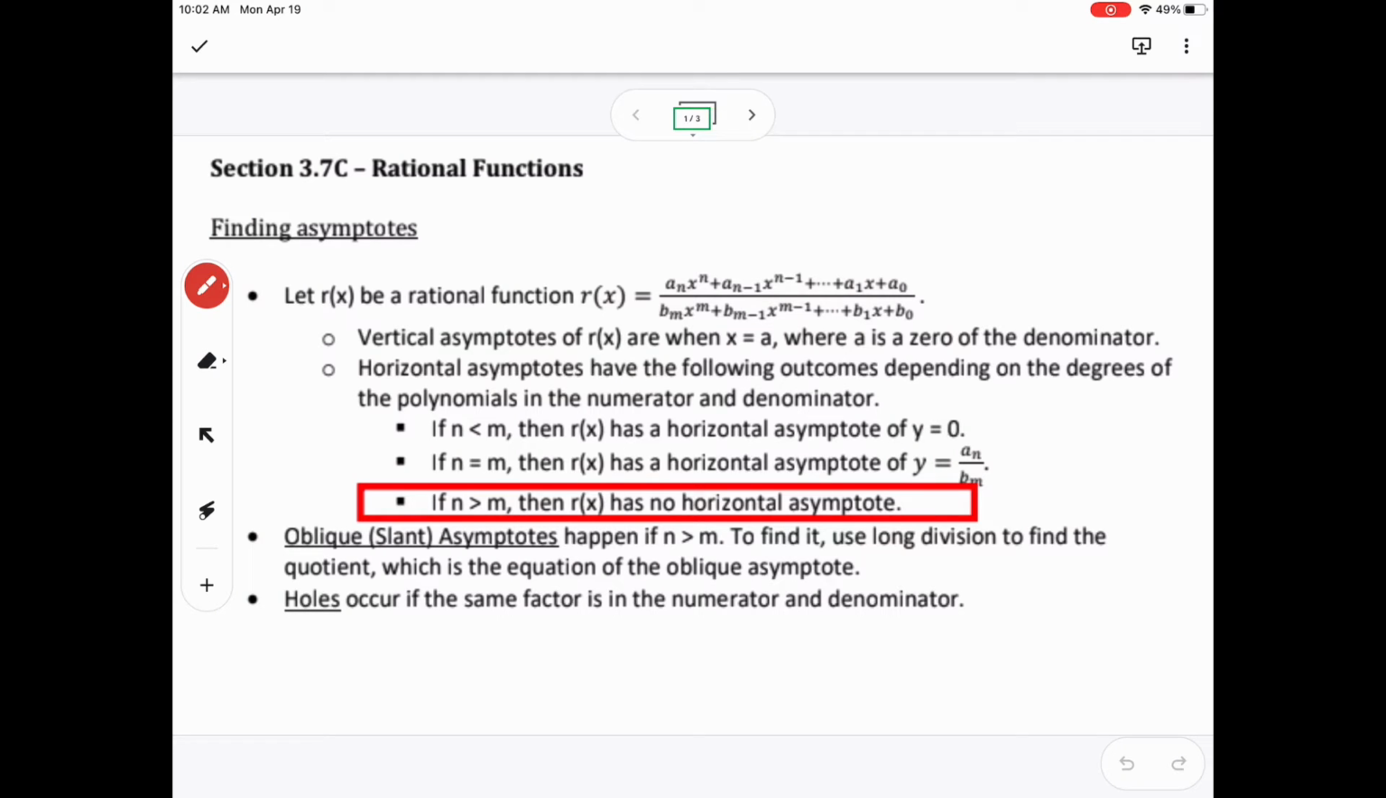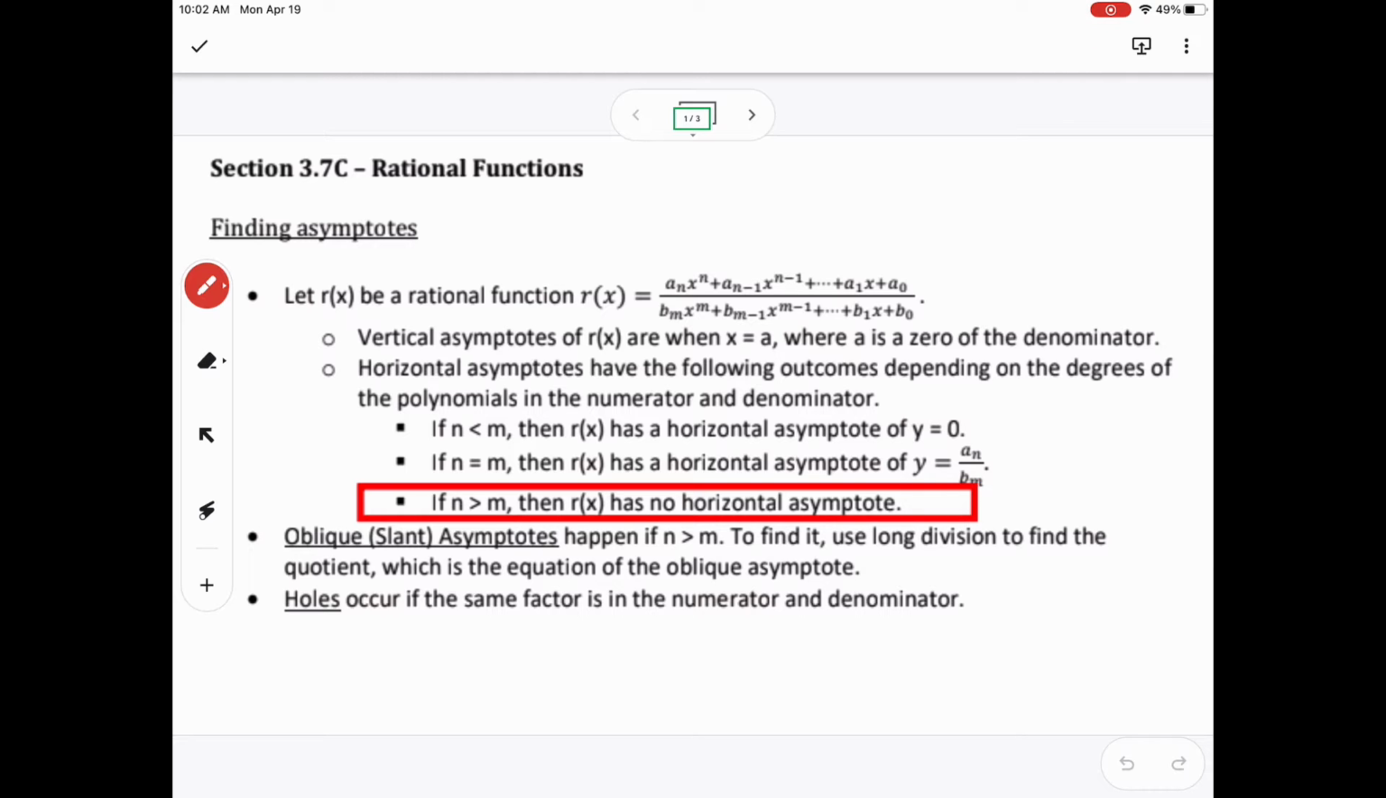Today's lesson is over section 3.7c, talking about rational functions still. This is our third and final case. This is when the degree in the numerator is greater than the degree in the denominator. That means that we will have no horizontal asymptote for this, so we won't have to graph a horizontal line.